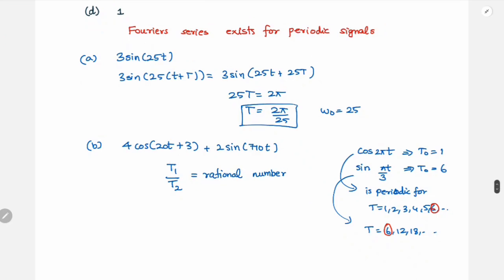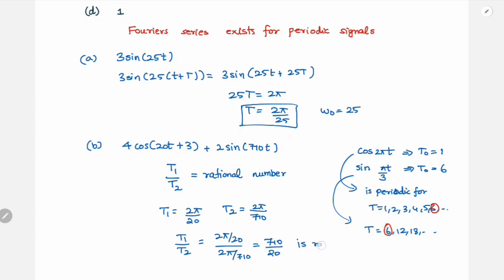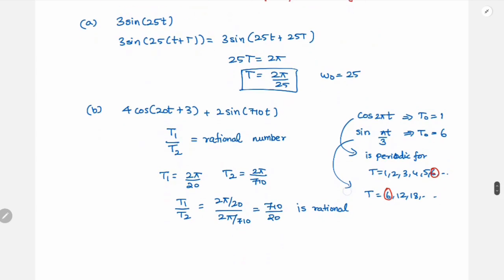So here we can check directly if they are rational. So t1 is nothing but 2 pi by 20 and t2 is 2 pi by 710. So t1 by t2 is 2 pi by 20 divided by 2 pi by 710, which is nothing but 710 by 20, and this is rational. So x of t is periodic. Hence Fourier series exists.